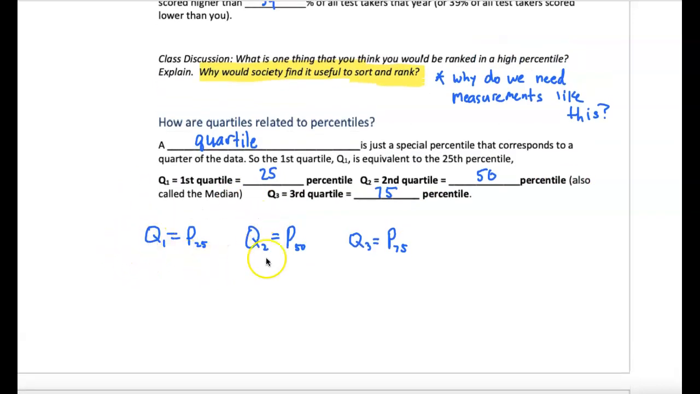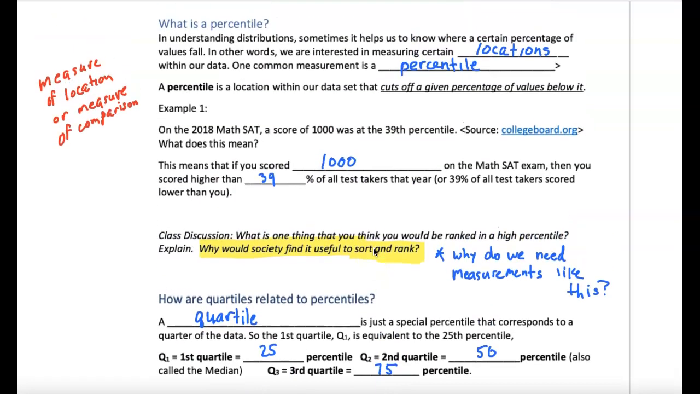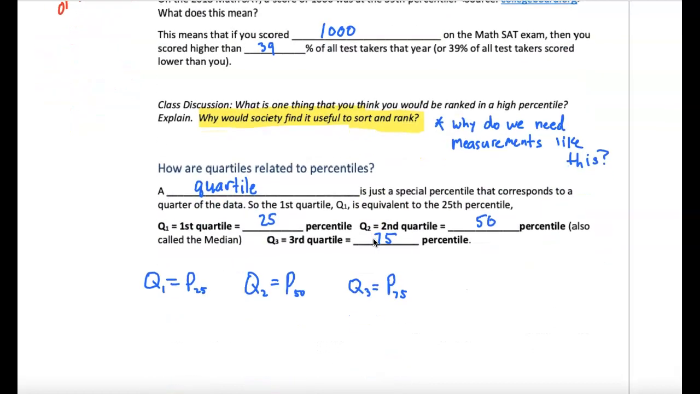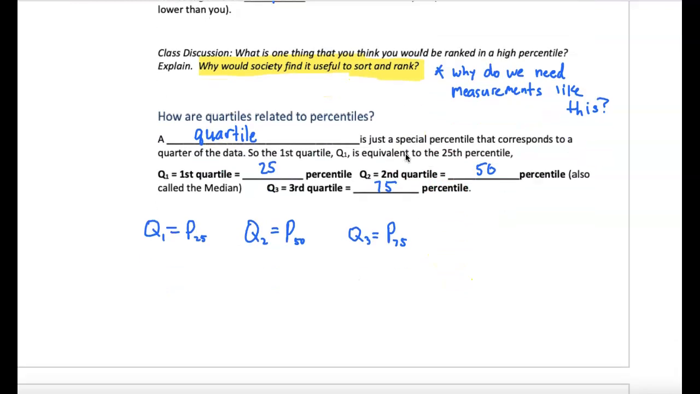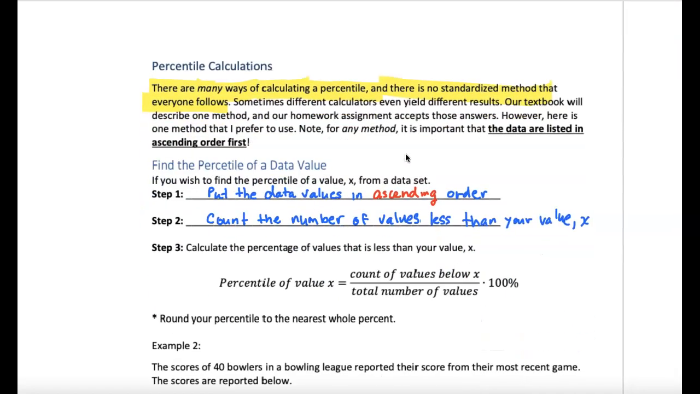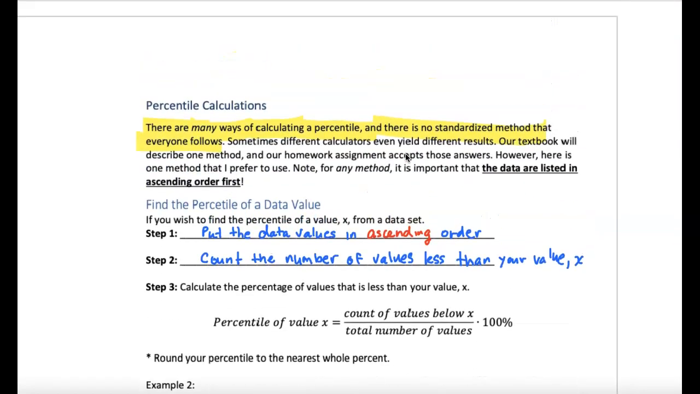We call them Q1, Q2, Q3, instead of P25, P50, P75, which are percentiles, because you can have a lot of different percentiles, but the ones that we focus on are the quartiles, and that's what we use for box plots, which we'll take a look at in the next section of how we do calculations, and then I'll show you a little bit of technology with that.